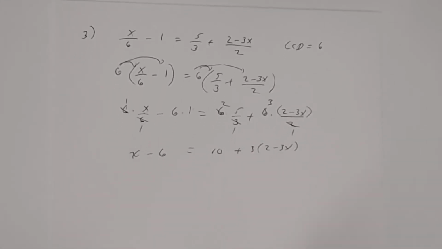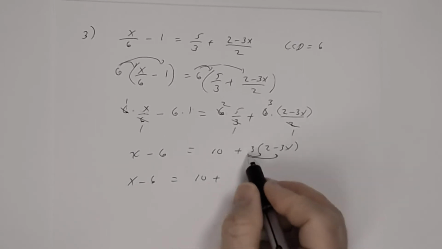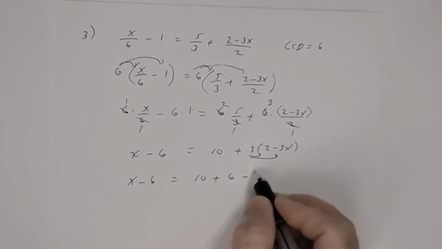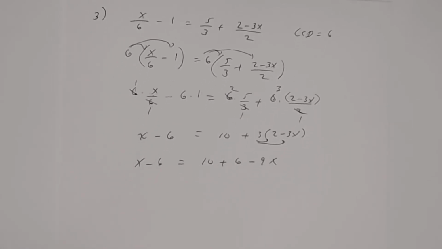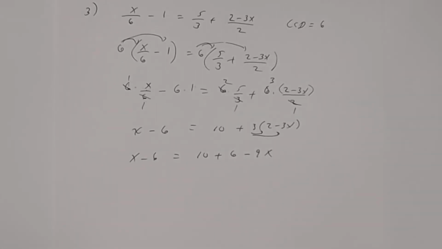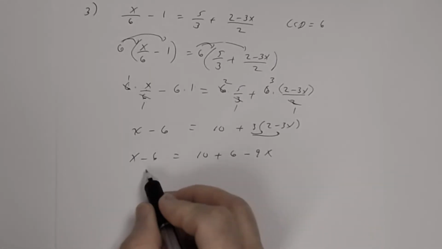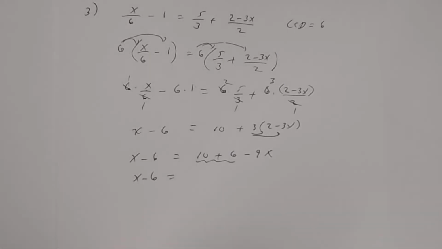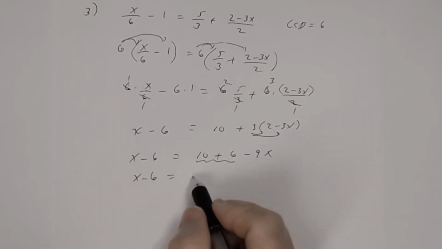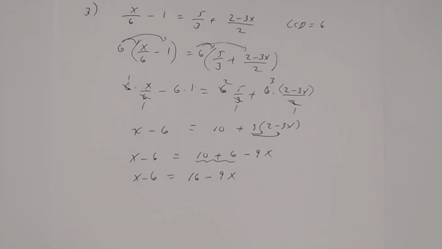Now let's go ahead and just use the distributive property here. So I get x minus 6 equals 10 plus 3 times 2 is 6, and then 3 times a negative 3x is a negative 9x. Once you get to that point, let's go ahead and combine like terms. There aren't any like terms on the left side, so I get x minus 6. On the right side, I have these two constants here. So 10 plus 6 is 16, so I get 16 minus 9x. All right, so that's where I'm at.